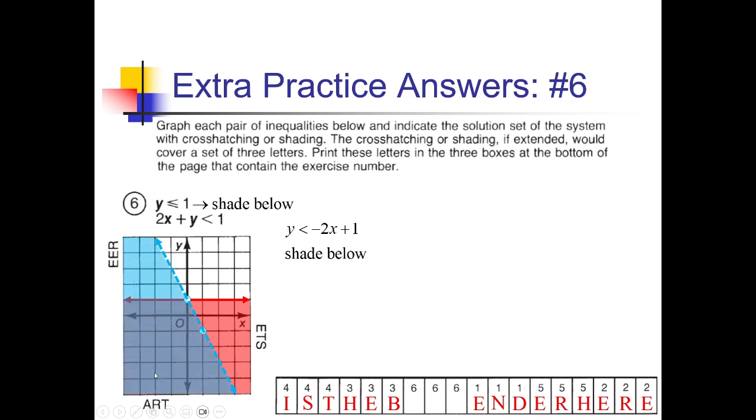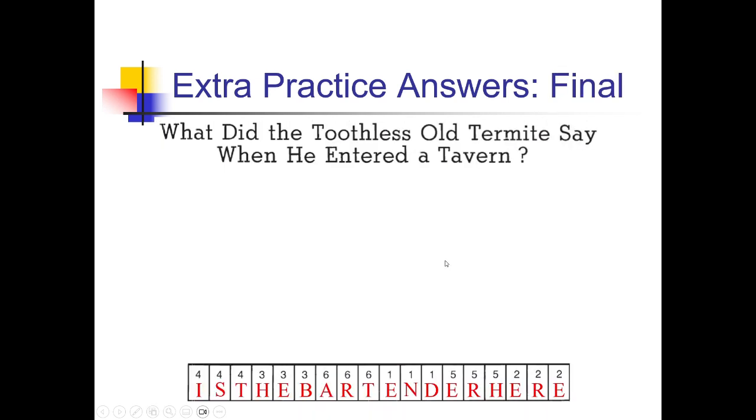Here's our overlapping region, this trapezoidal area. And ART is the word encompassed by that. So we have ART for our final blank. Now that we've filled in all of the letters, it's time to solve the puzzle. What did the toothless old termite say when he entered a tavern? We have is, the, and bar or bartender.